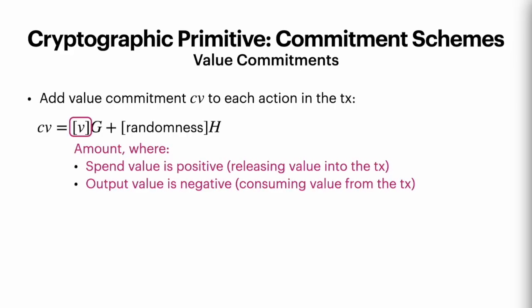The spends are going to be positive, so that's releasing value into the transaction. And the outputs are going to be negative, so they're consuming value from the transaction. That is the convention we're going to use, and if all goes well, we should have a commitment to a 0 value when we add the value commitments in the transaction.